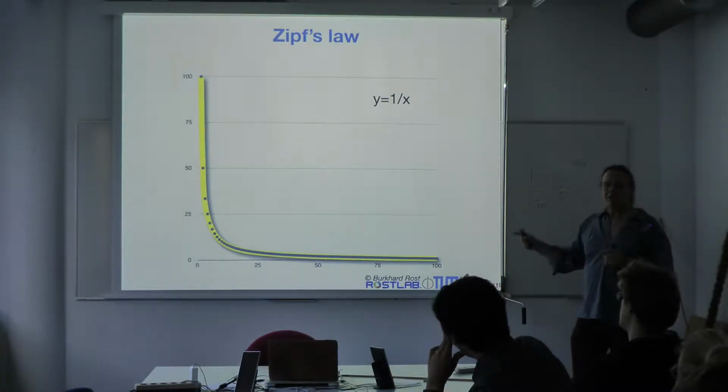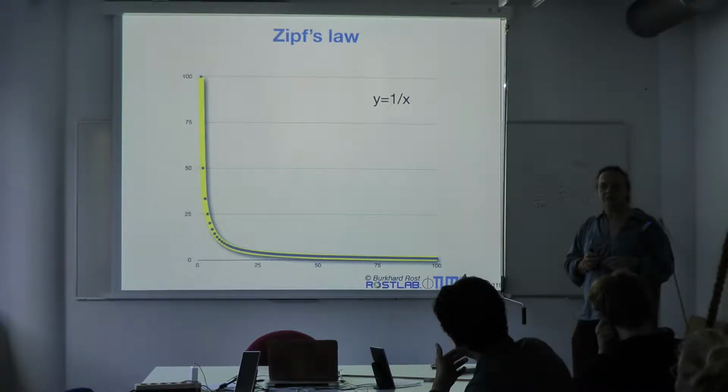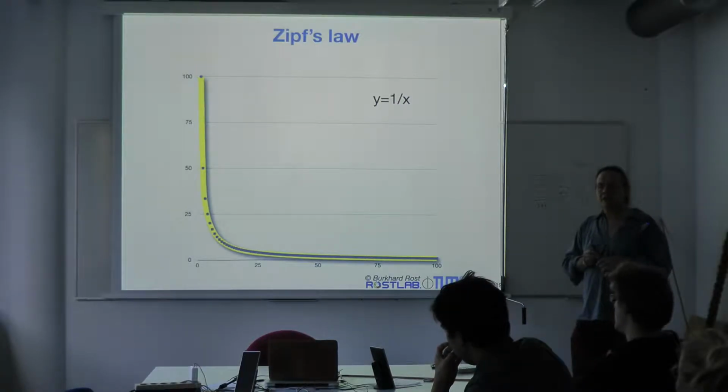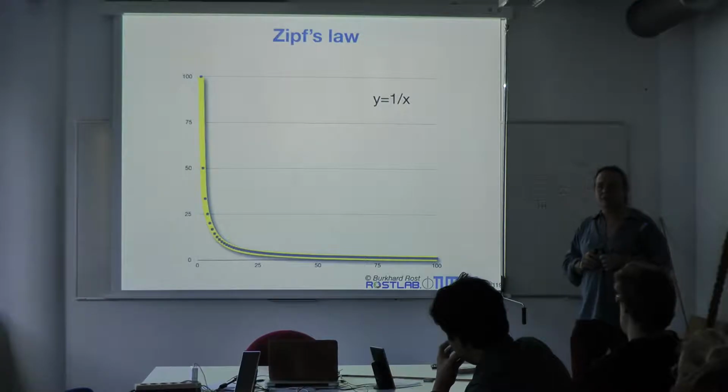Now, the remarkable thing: he figured out in the 30s that this describes the word frequencies in English, and that there's something like that also for other languages, for German. That was the next one he tested. And that was sort of the first time a linguist was really counting words and doing things.